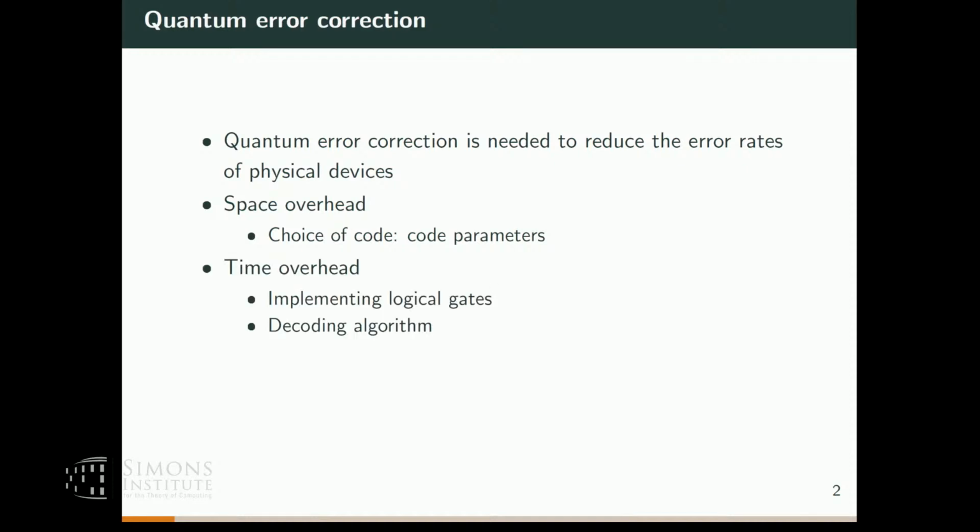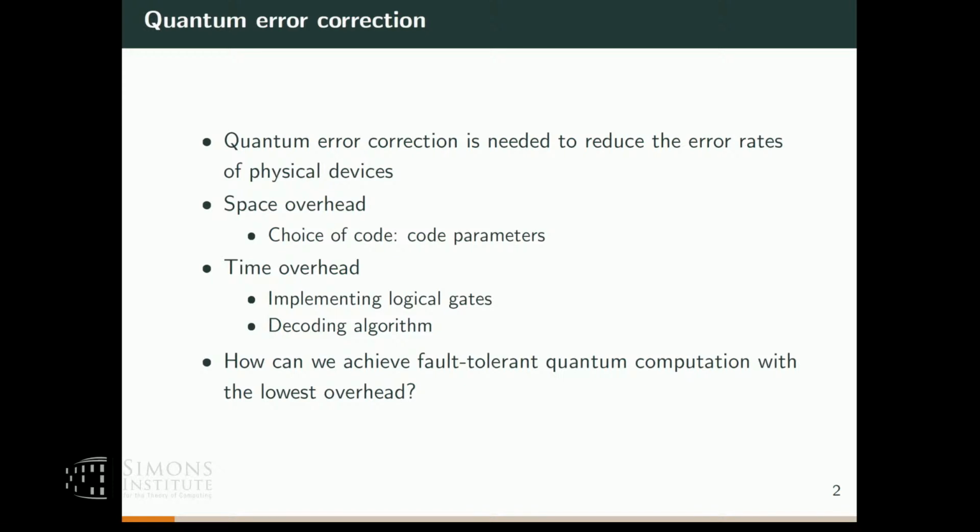Then there's another type of overhead, which is the time overhead of error correction. And this is just that it might take longer to do some logical operations on the encoded information compared to if you just directly do it on the physical qubits. And another source of this time overhead is actually from the decoding algorithm. And if you don't have a very good decoding algorithm, then it's possible that you might need to do many QEC rounds before being able to implement a single logical operation.